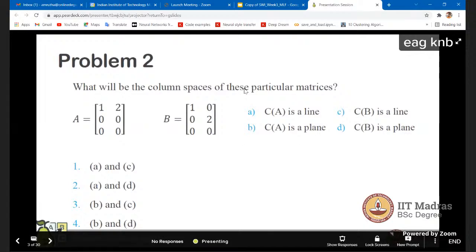So this is your next question. What will be the column spaces of these particular matrices? Matrix A has two columns, with 1 0 0 as the first column and 2 0 0 as the second column. Matrix B has 1 0 0 as the first column and 0 2 0 as the second column. You have to match which column space is of which nature. These are the options, so choose the correct option.